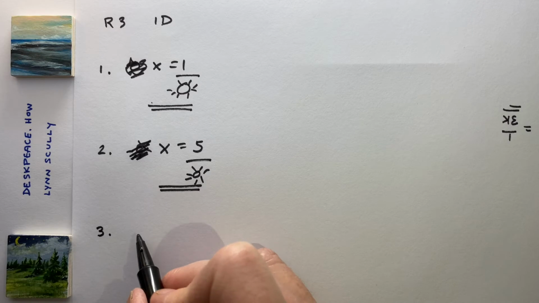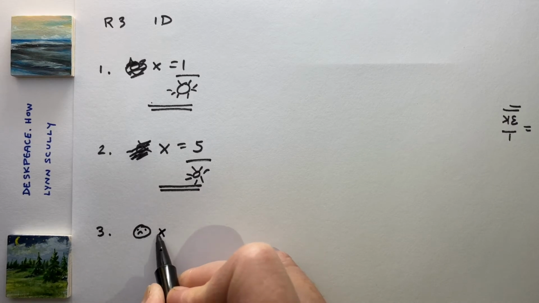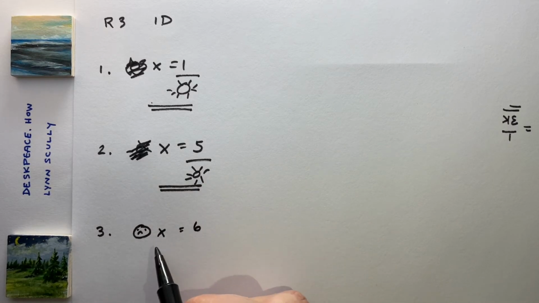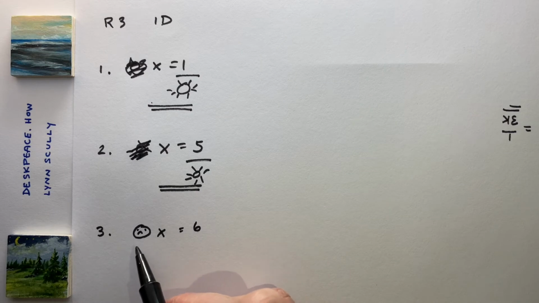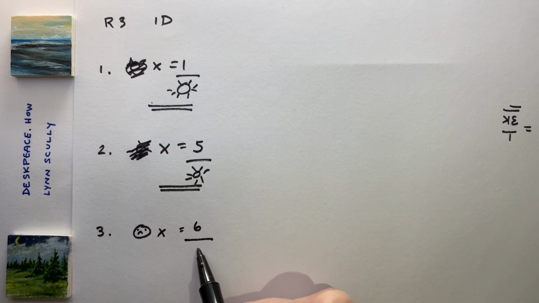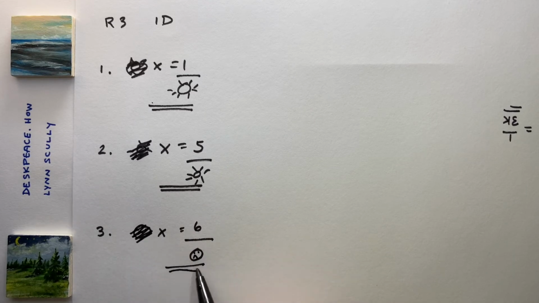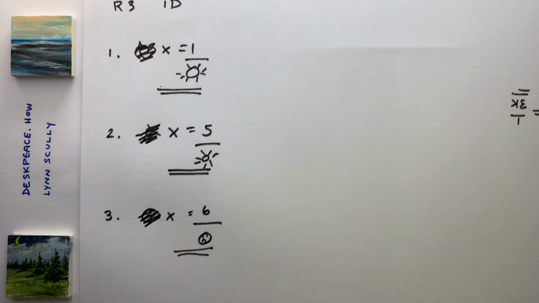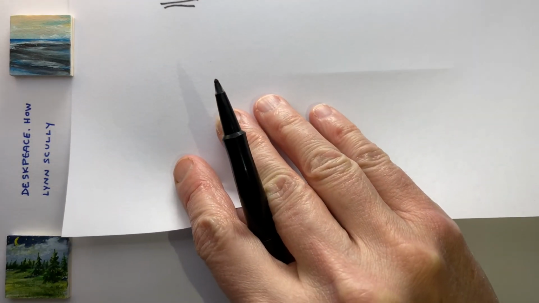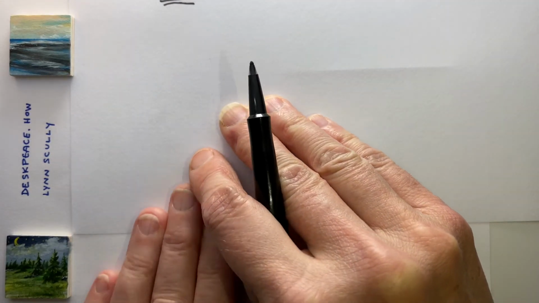Number 3. Sad face x equals 6. I want to get x alone. Sad face is attached by multiplication. Move it by division to the other side of the equal sign. Sometimes I'm going to have things attached to x and I can't even pronounce their name. It doesn't matter. You just solve to get the unknown alone.